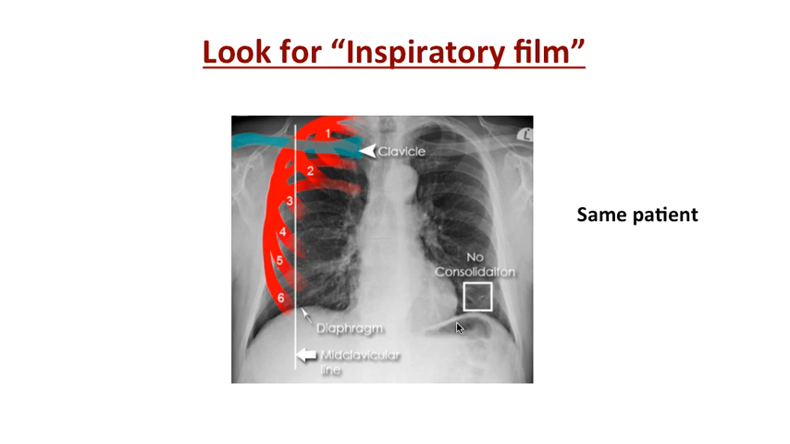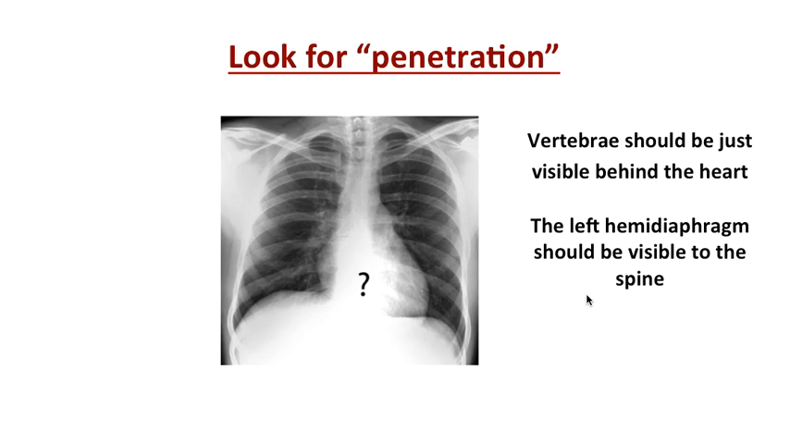So whenever there is an expiratory film, the heart will appear larger in size and there will be apparent cardiomegaly. And also in the basal region, you can see some radiopaque shadows which may not be there in actuality.